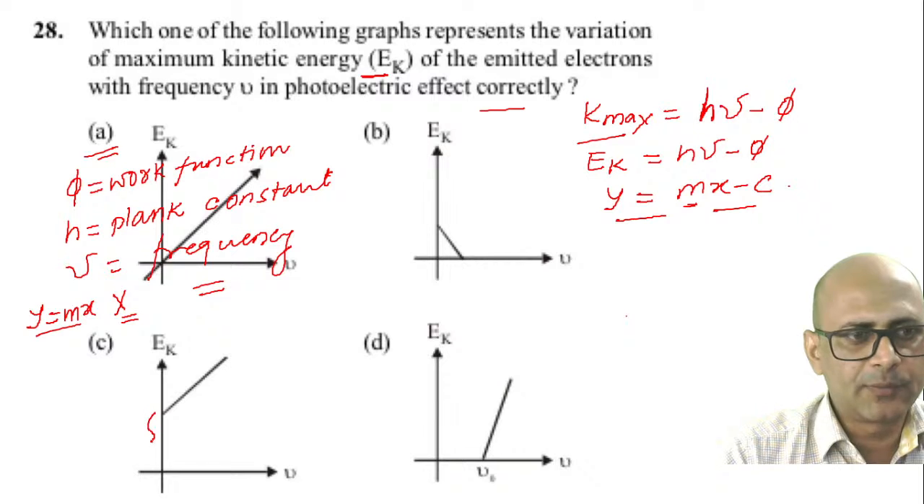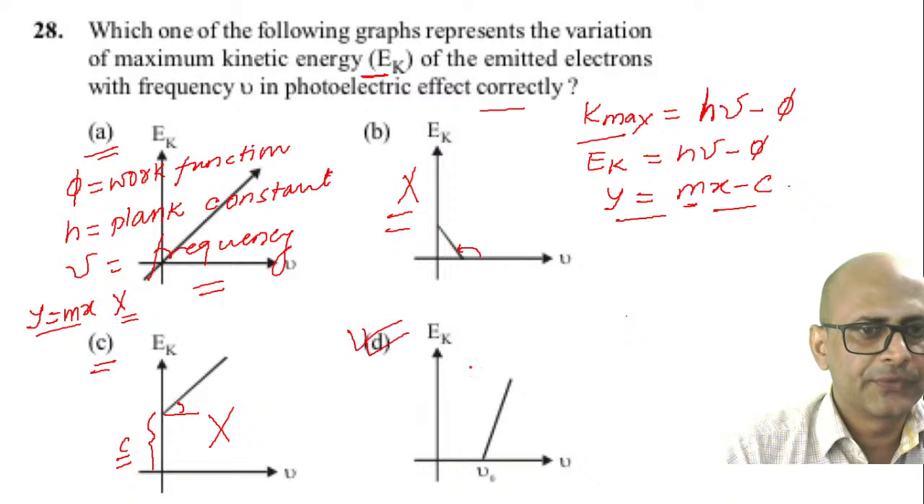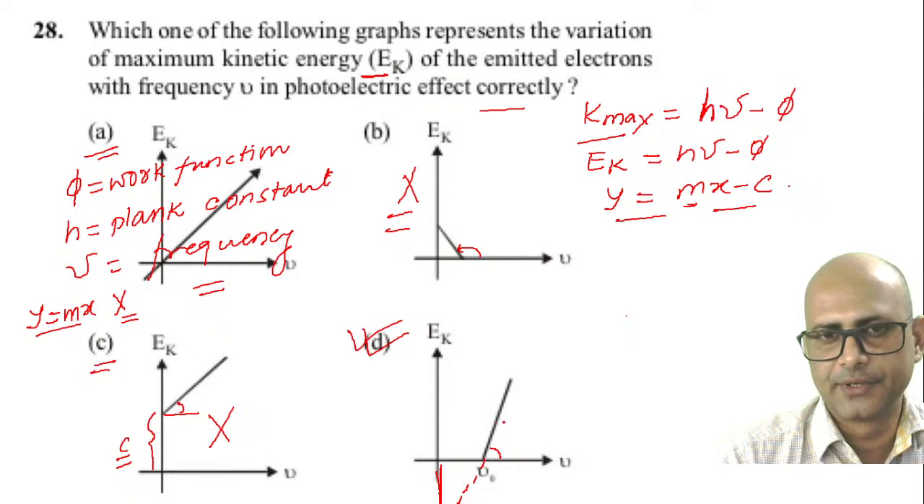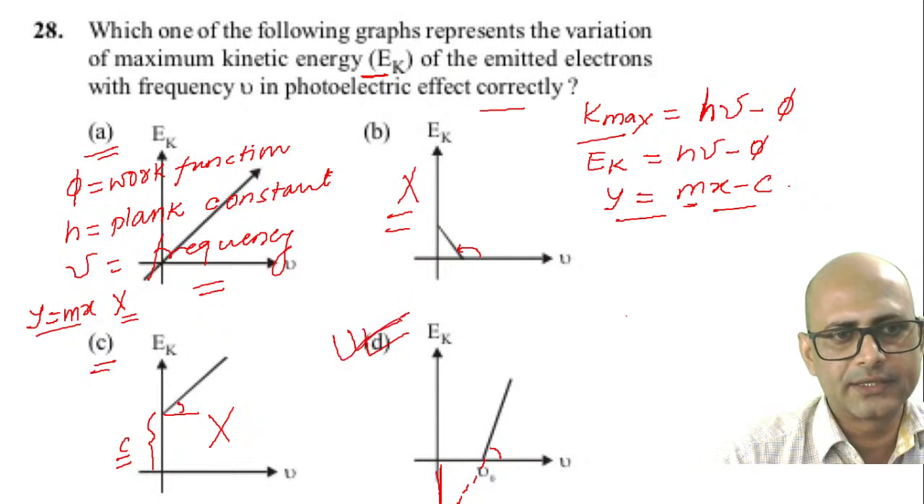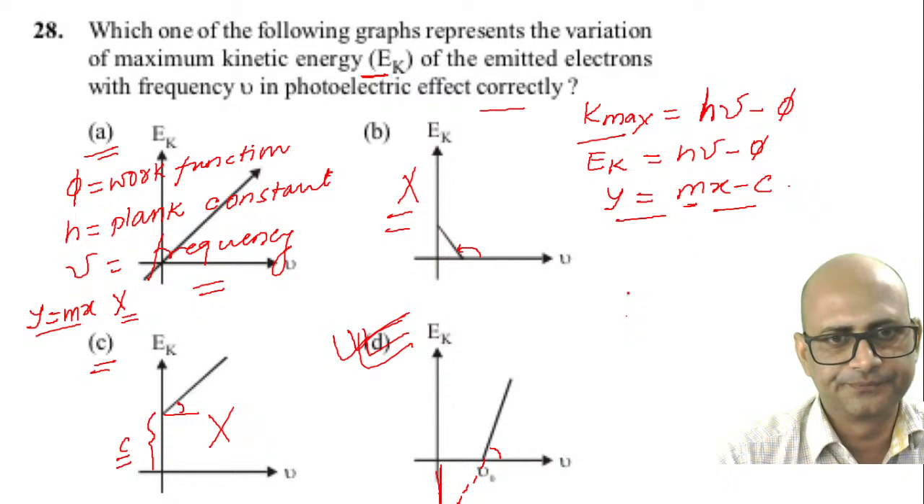Here the intercept is positive in option C. Slope is positive, but the intercept is positive, which is wrong. Here the slope is negative, so this is also a wrong option. So the correct option is D, which has a positive slope, and if you extend this graph backward, you will get a negative intercept. So the correct answer is D. Hope this explains your question. Thank you.